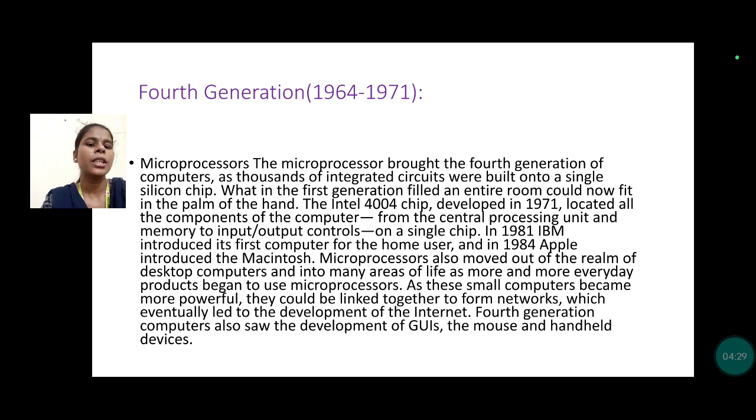In 1981, IBM introduced its first computer for the home user, and in 1984, Apple introduced the Macintosh. Microprocessors also moved out of the realm of desktop computers and into many areas of life, as more and more everyday products began to use microprocessors. As these small computers became more powerful, they could be linked together to form networks, which eventually led to the development of the internet. Fourth generation computers also saw the development of GUIs, the mouse and handheld devices.